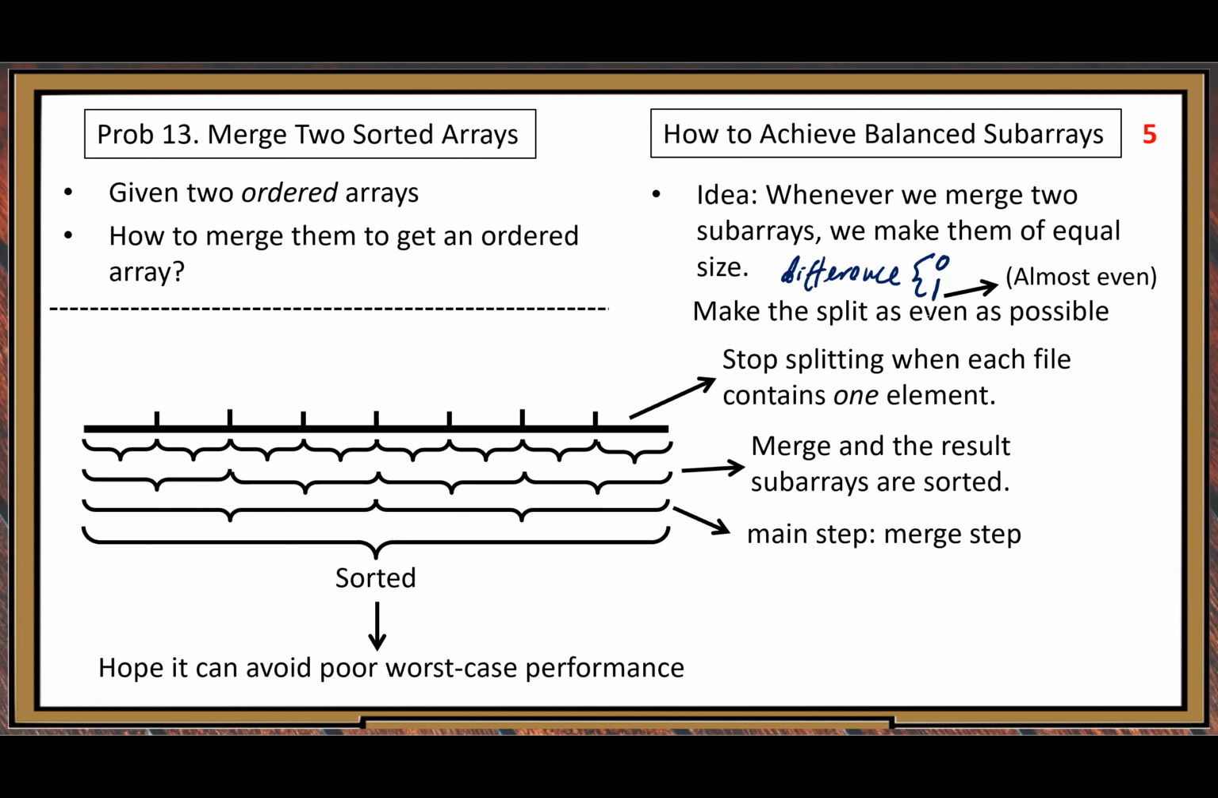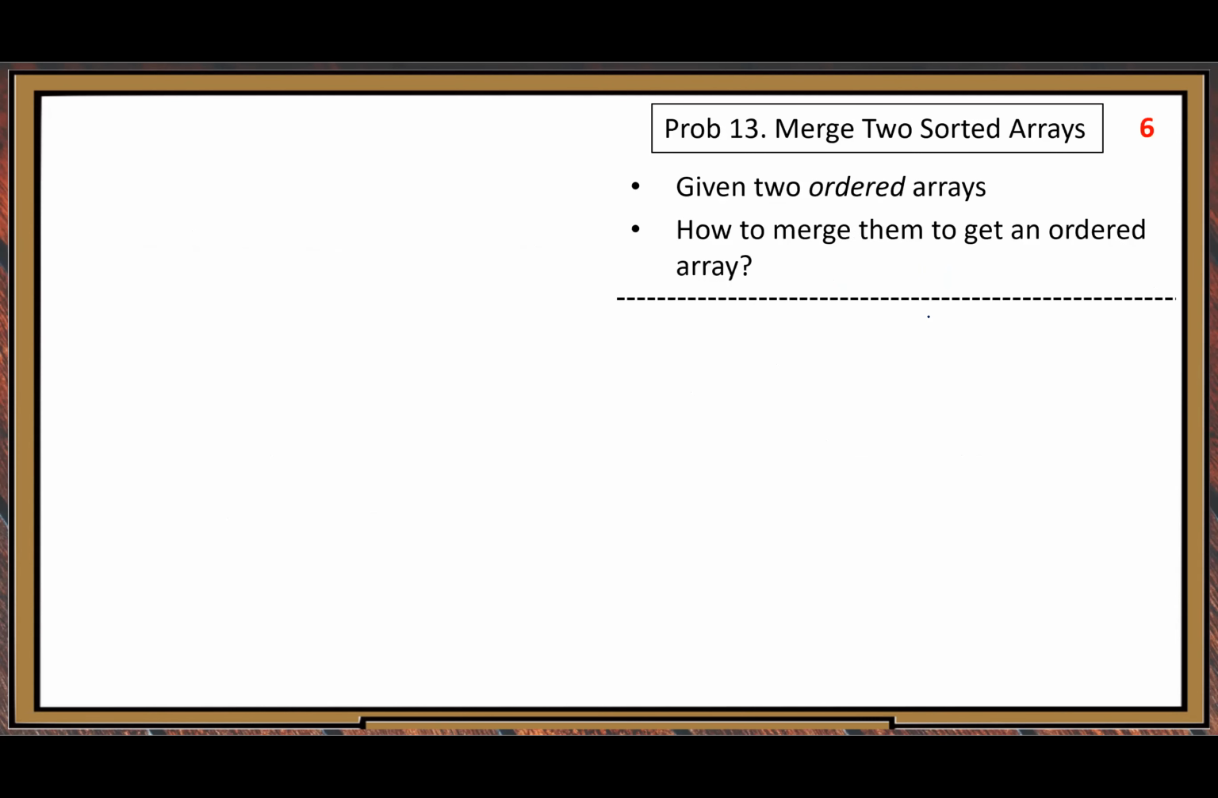Now, the critical missing piece, the main step, is the merge step. If we get this merge step, then we're done. Then the whole merge sort is there. That piece is critical for this algorithm, so let's work on it.